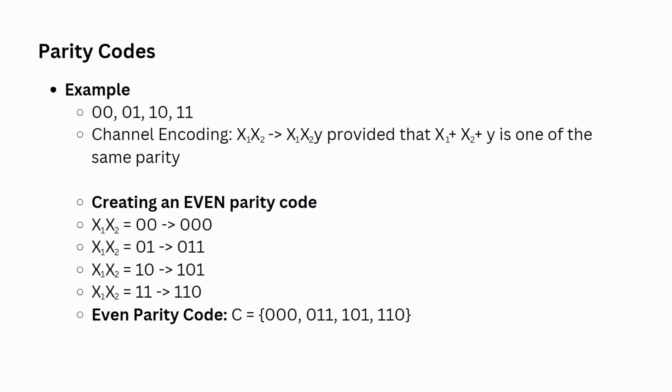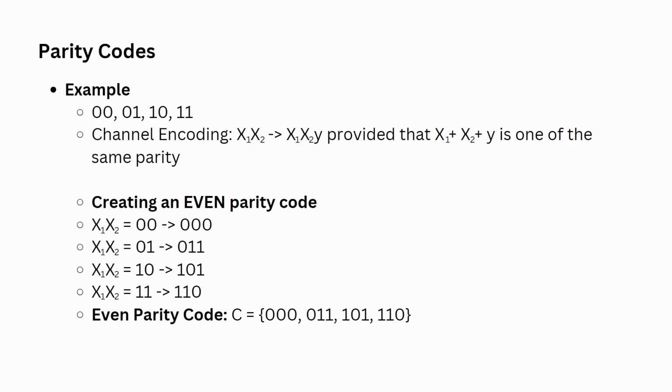Now let's have an example. We have 00, 01, 10, and 11. Our channel coding is x sub 1, x sub 2 to x sub 1, x sub 2, and y, provided that x sub 1 plus x sub 2 plus y is of the same parity. Now we are going to be creating an even parity code.